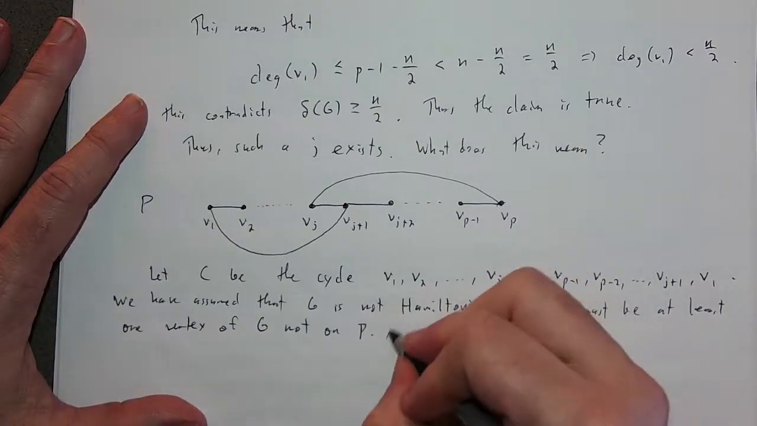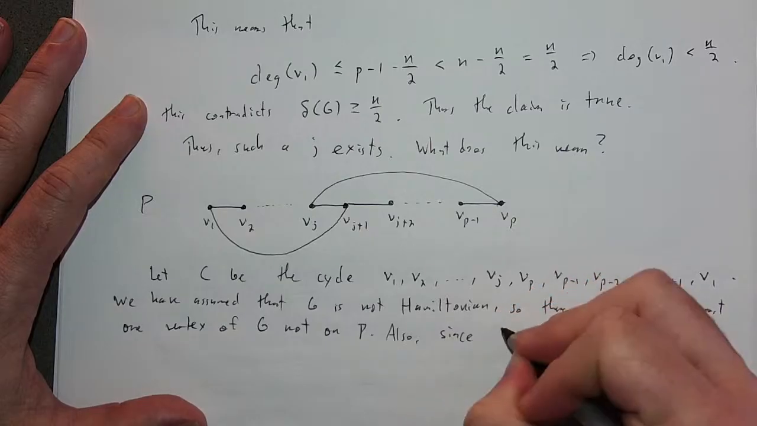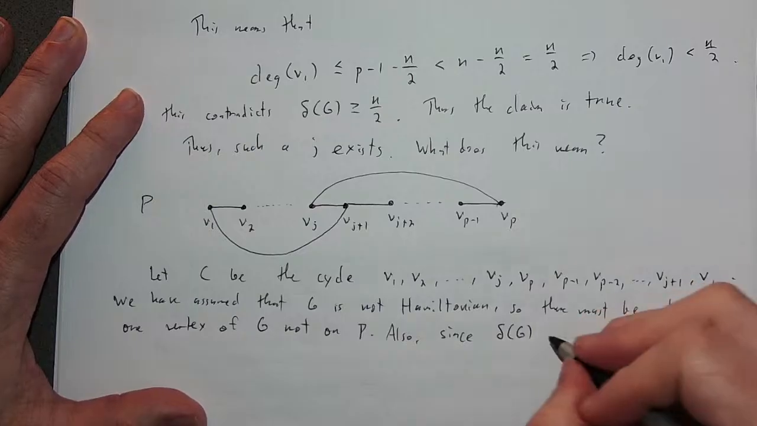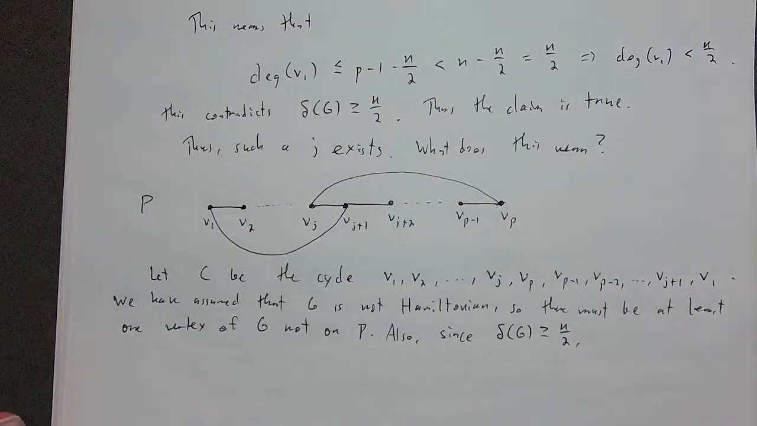Also, since the minimum degree of G is greater than or equal to n over 2, G must be connected.